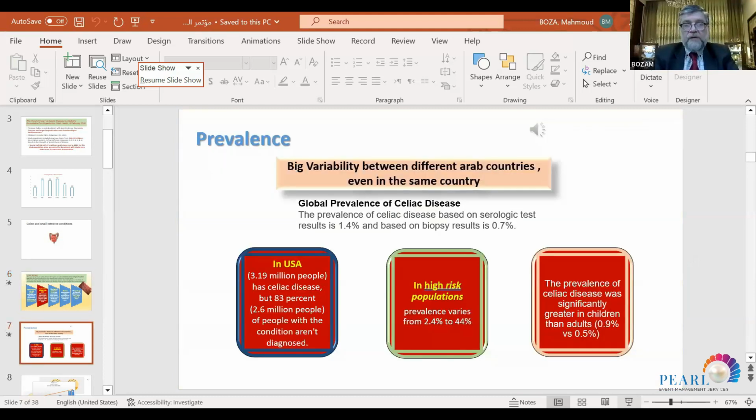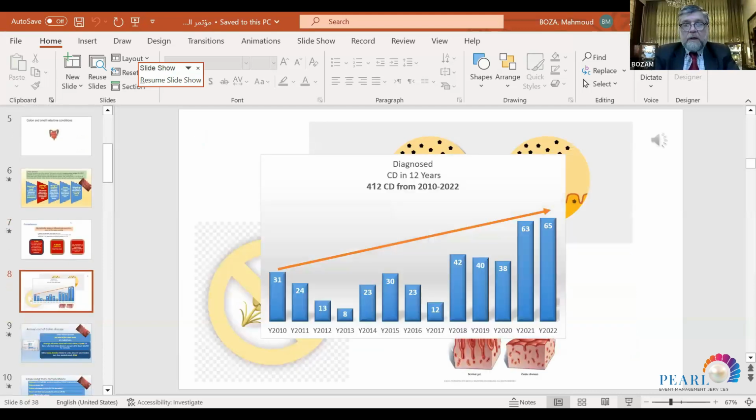In the USA, for example, there are more than 3 million people with celiac disease. It is more frequent in high-risk populations in Arab countries, for example those with diabetes, going from 2 to 44%. The prevalence of celiac disease was significantly greater in children than adults. In our experience in Syria, we detected more than 400 different cases of celiac disease since 2010, and the number of detections is increasing, from 30 cases per year in 2010 and 2011 to around 65 detected cases each year in 2022.